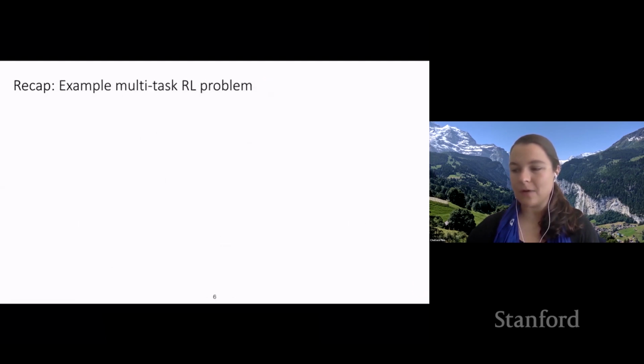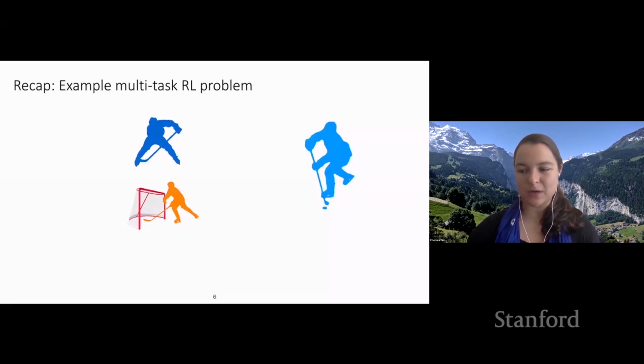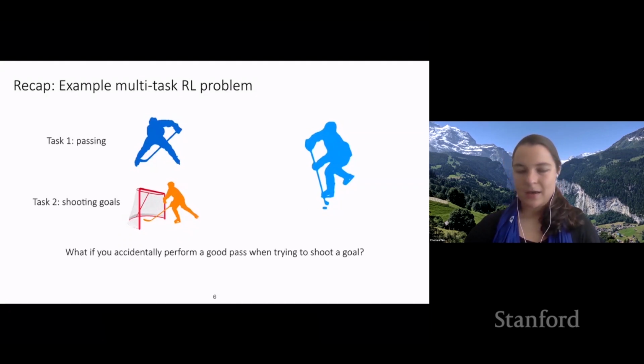With this, we can look at an example of a multitask RL problem. This is the example that Karol gave last week, where you have a hockey player. Maybe the hockey player has a teammate, as well as someone on the other team that's defending the goal. And you have two tasks. One task is to pass it to the teammate, and another task is to shoot goals. In this example, say you were trying to shoot a goal, but you accidentally performed a great pass to your teammate. In this case, it makes sense to share that data and not just use it for the task of shooting the goal, but also use that data for training your passing policy.